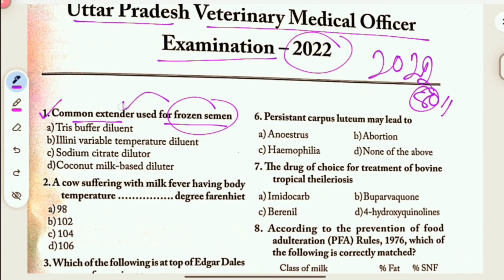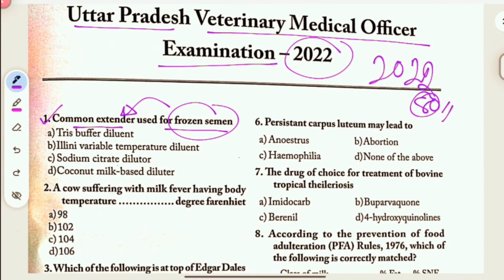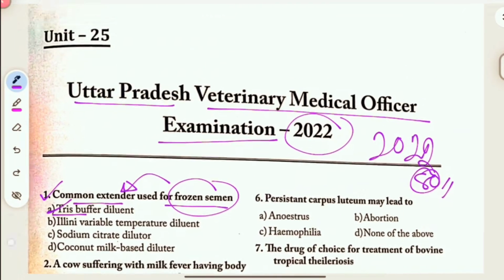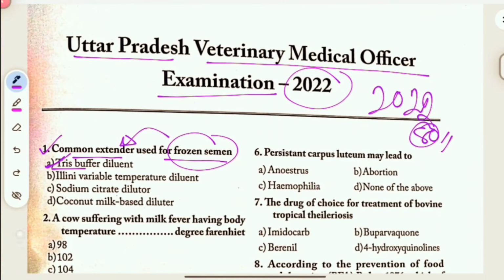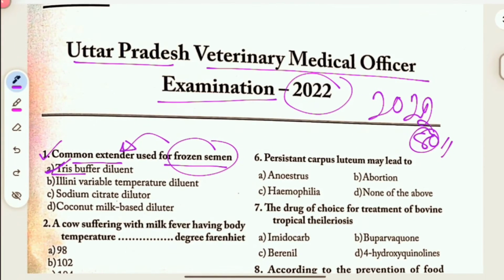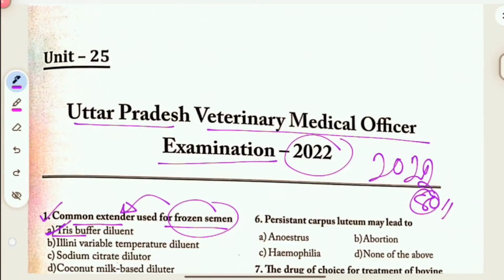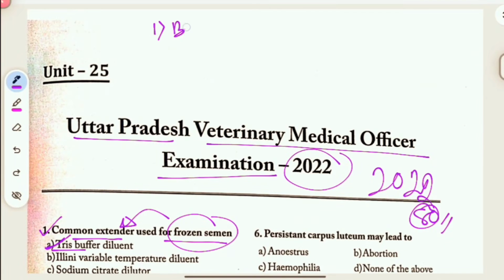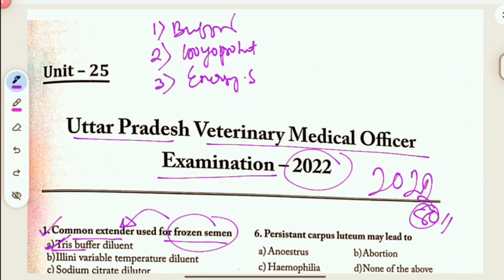For frozen semen, it is common to use an extender which contains tris-based buffers. So the correct answer for this question is tris buffer diluent. In any extender, there are a few components. One is the buffer, and the other components of a common extender are cryoprotectant, energy source, membrane stabilizers, and lastly antibiotics.